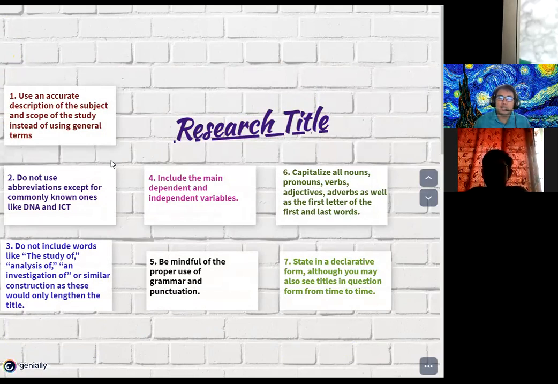There are guidelines we follow when it comes to the research title. In our research title, use an accurate description of the subject and scope of the study instead of using general terms. We must be accurate and specific with the subject. Let's say, for example, your title says "A study of blah blah blah of grade 12 students." That's as far as it goes. That cannot be a research title. In our research title, we must be specific about who the respondents are and where you are going to conduct your research.